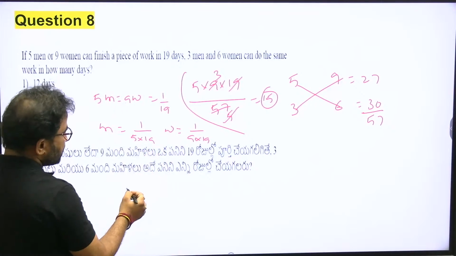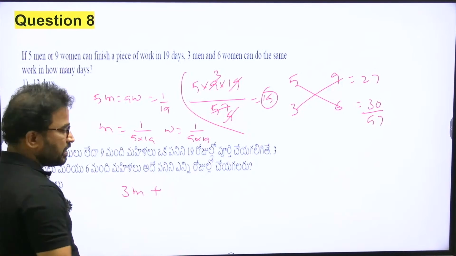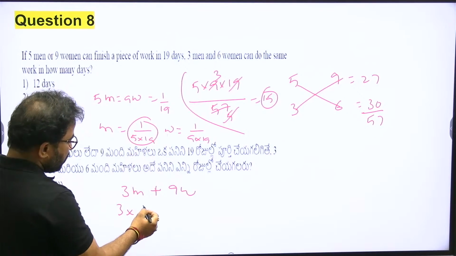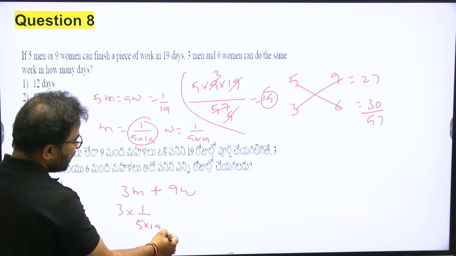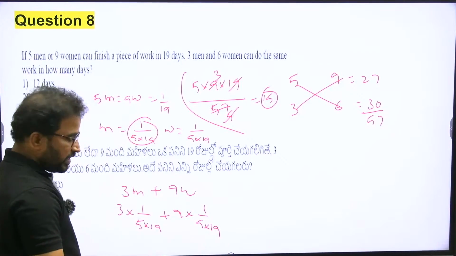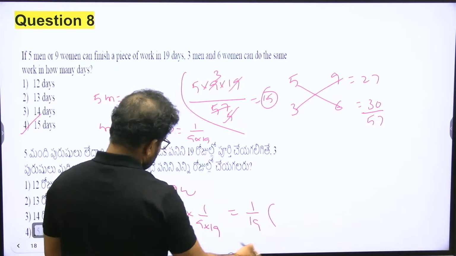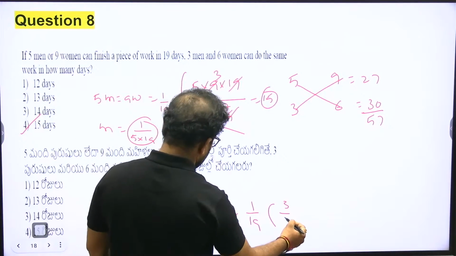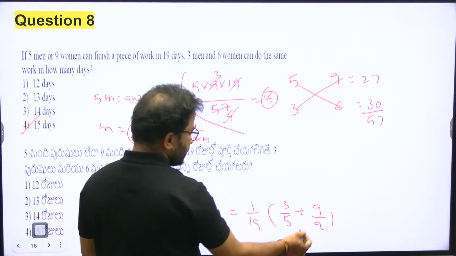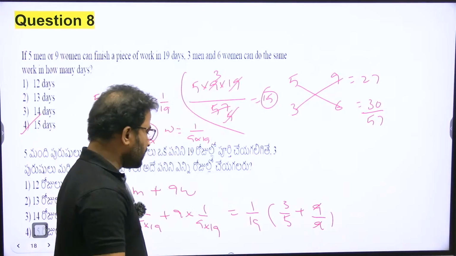But they are asking to find out 3 men and 6 women working together. So men's capability is 1 by 5 into 19. Women, we are getting 1 by 9 into 19. If I take 19 common, so 1 by 19. Now look at this one. This value is equal to 3 by 5. Next one is equal to 9 by 9. If I cancel these two, otherwise directly can multiply also, 9 into 9 gets cancelled.